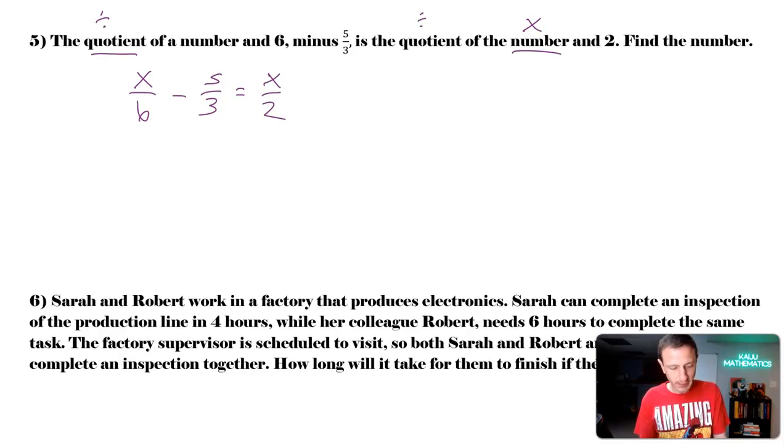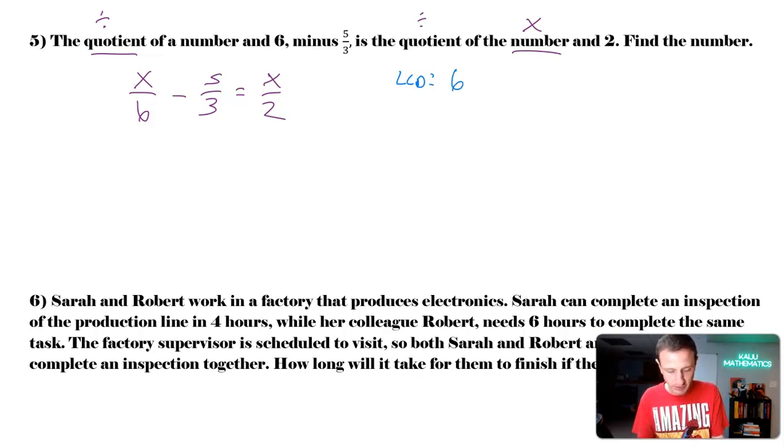And then read it back. After you write it down, read it back. The quotient of a number and 6 minus 5/3 is the quotient of the number and 2. See how it directly just goes boom, boom, boom, sequences right together? That means I think we're on the right track. So now we're solving this rational equation, just like the previous video, if you've watched it. So now we are finding the LCD between 3, 2, and 6.